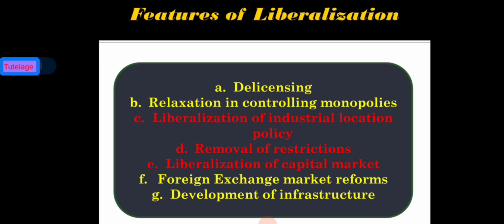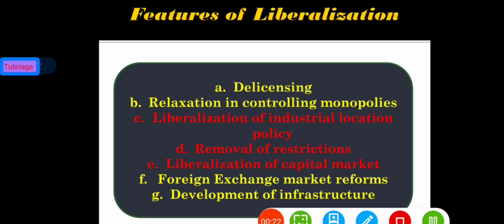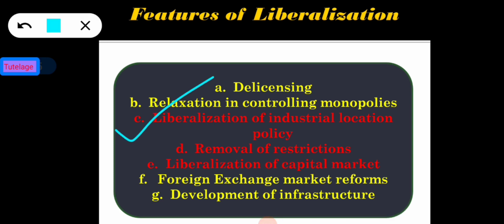So, now going to the third point, that is liberalization of industrial location policy. In a departure from the earlier industrial location policy, freedom has been given to industries to be located at all locations other than cities with more than 1 million population.